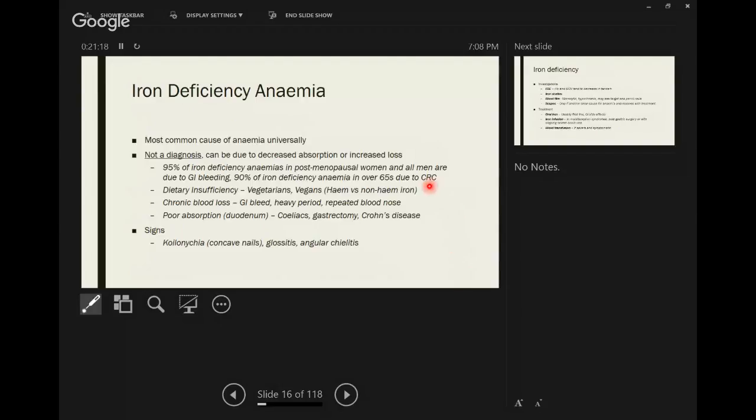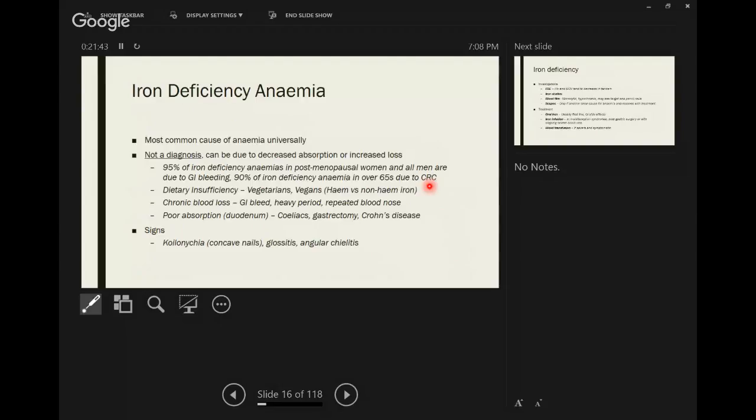Dietary insufficiency, so vegetarians and vegans. People who don't eat meat don't have access to heme iron, which is better absorbed in the body. Chronic blood loss, so a GI bleed, heavy period, repeated blood nose. You can get poor absorption in the duodenum, which is where iron is absorbed, in celiac, in a gastrectomy, or in Crohn's disease affecting the duodenum.